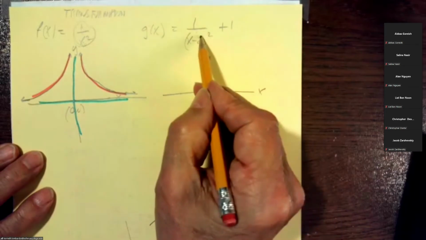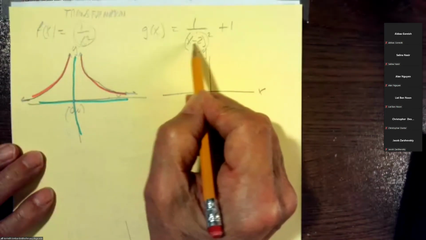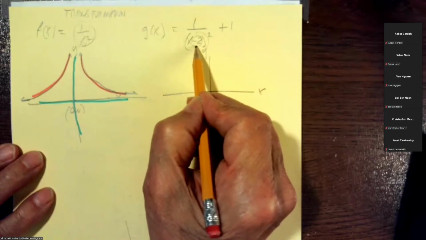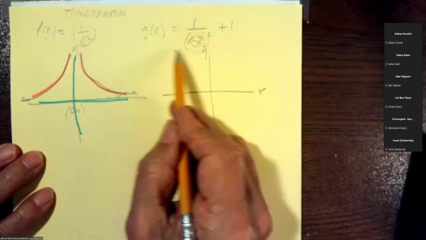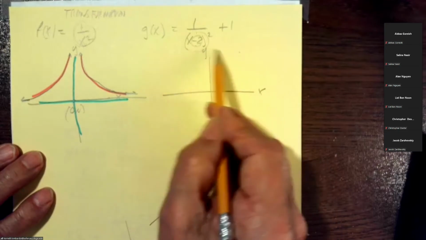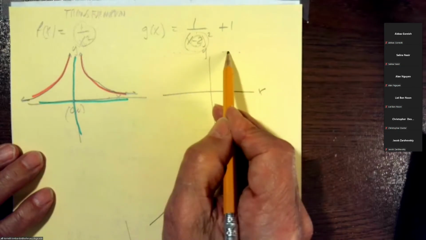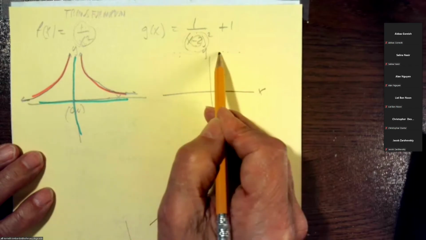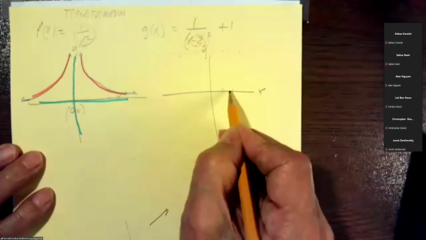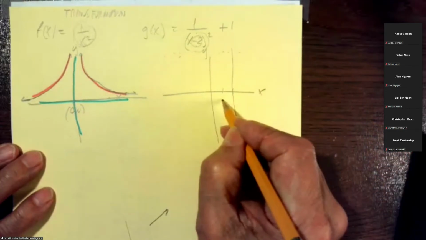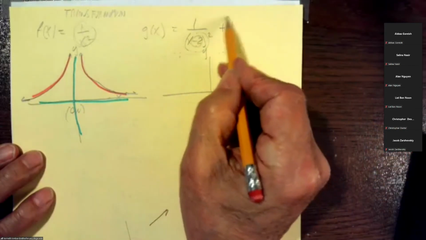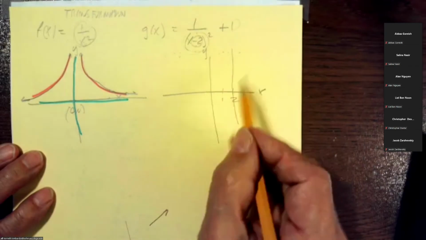You say, well, it looks like the parent function shifted horizontally because of this -2. And this -2 is going to shift which way, left or right? Would it be right? It shifts it right, doesn't it? Shifts it right 2. So this thing's going to go over 2 to the right. So it's going to go over here. And this +1 says it's going to shift it up 1, doesn't it?